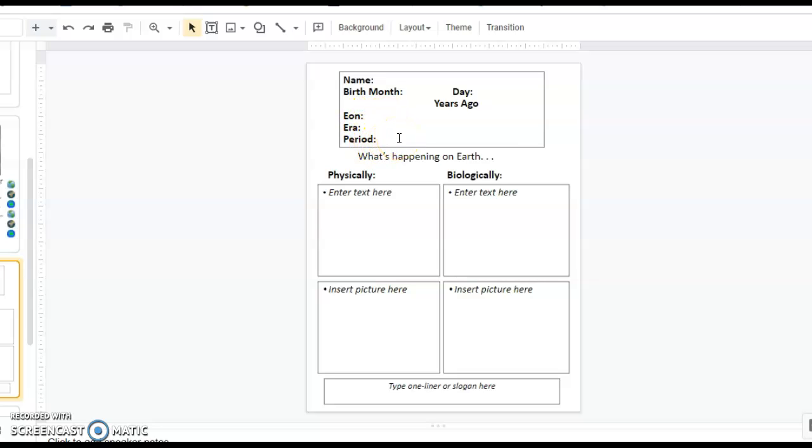Or if you were a person that had to change it to your super eon and era, please make sure you change these headings. You're going to fill in the information of what was happening physically and find a picture to insert here that shows an event that was happening. What was going on biologically, put your information here. Find a picture to show something about biological life happening on Earth during your time period, and come up with a one-liner or a short slogan to represent an important event in your time period here.